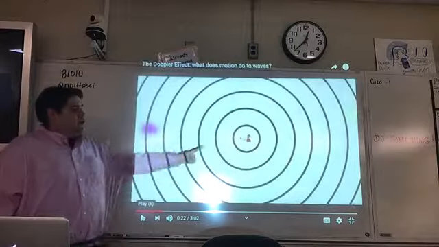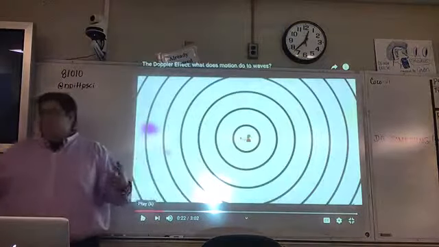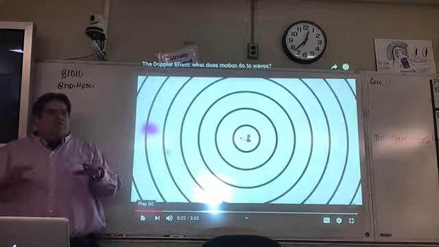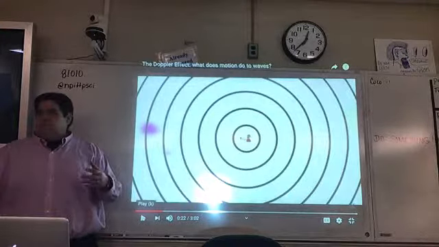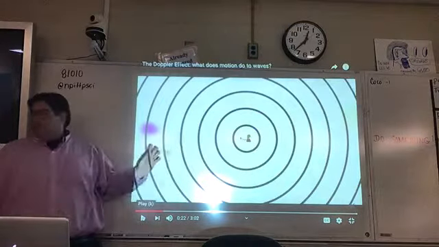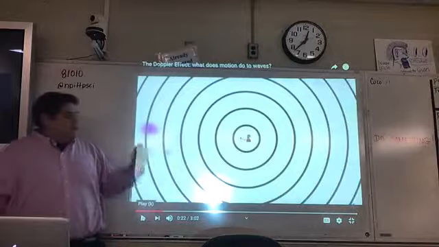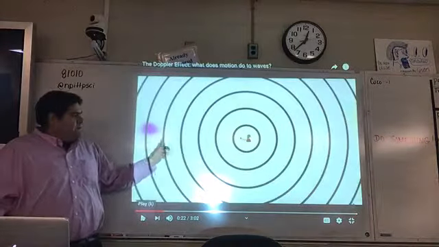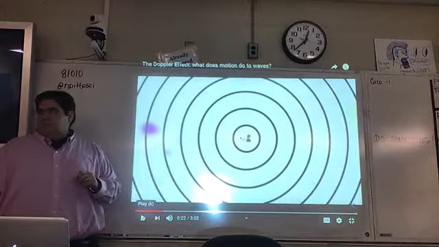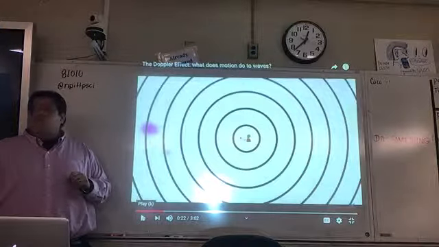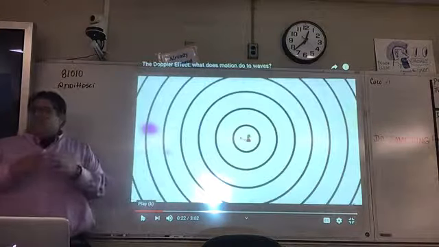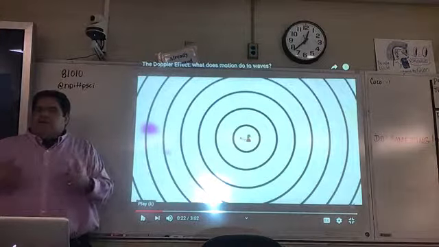Right here, this is the object making the sound. That's the key here. Just like yesterday in the video we watched with the interference, remember the guy was making waves in the pond? These are those waves. In this case, these are representing the sound waves. If these are the sound waves, then these are the distances between the waves. So what is that called? Wavelength.